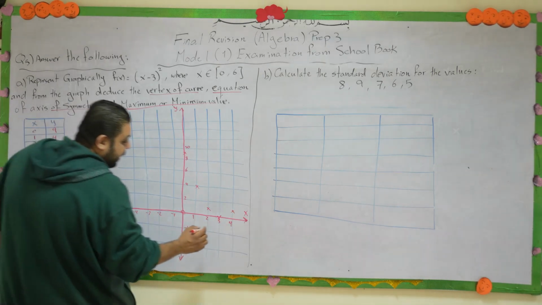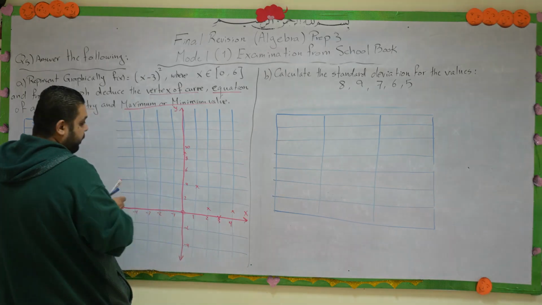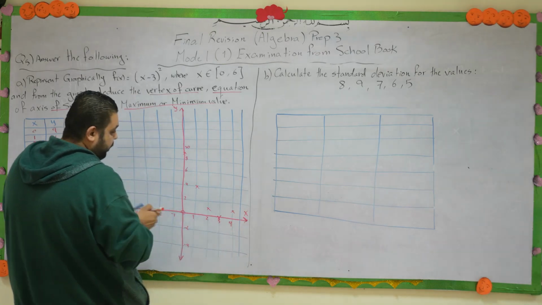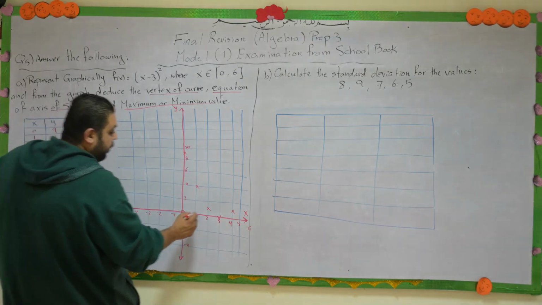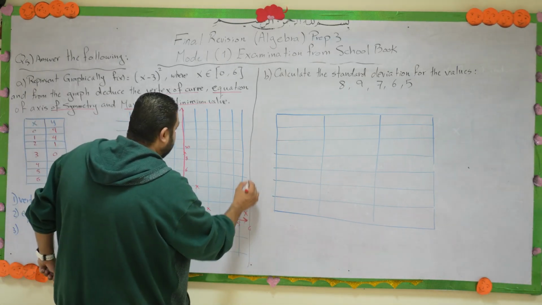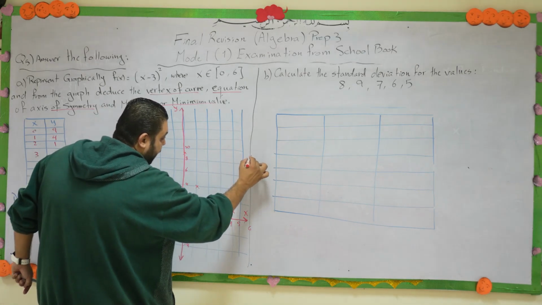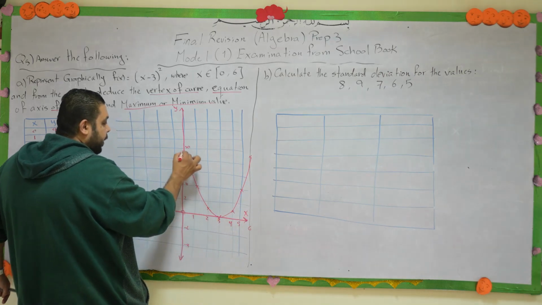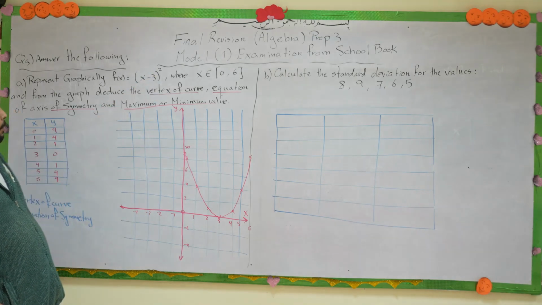5 and 6, I need 5 and 6. Here's 5, and this is 5 and 4, x 5 and up to 4. 6 and 9, x 6 and up to 9. Now we draw this curve by hand. This is the curve of the function f(x) = (x - 3)^2.